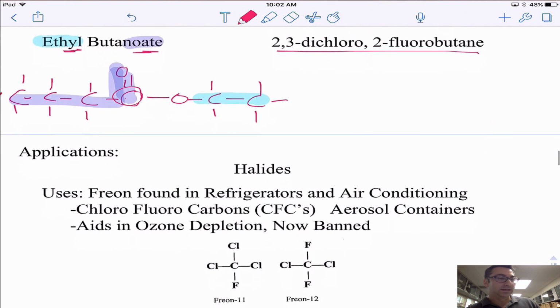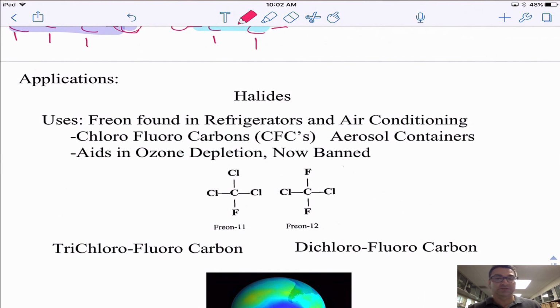Now look, here are some common uses for each of these types. I'm going to go briefly through them. Halides, those are used a lot in refrigerants. And they actually had a really bad effect on the ozone layer. They were depleting the ozone layer.